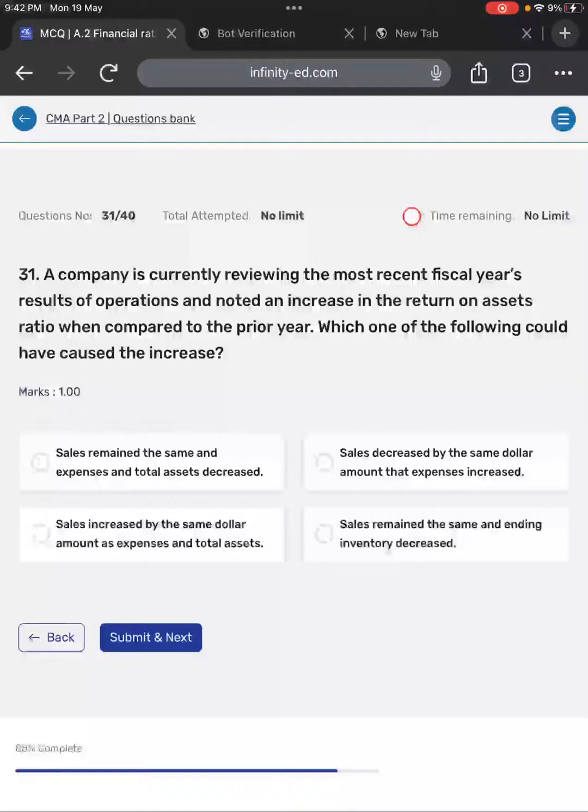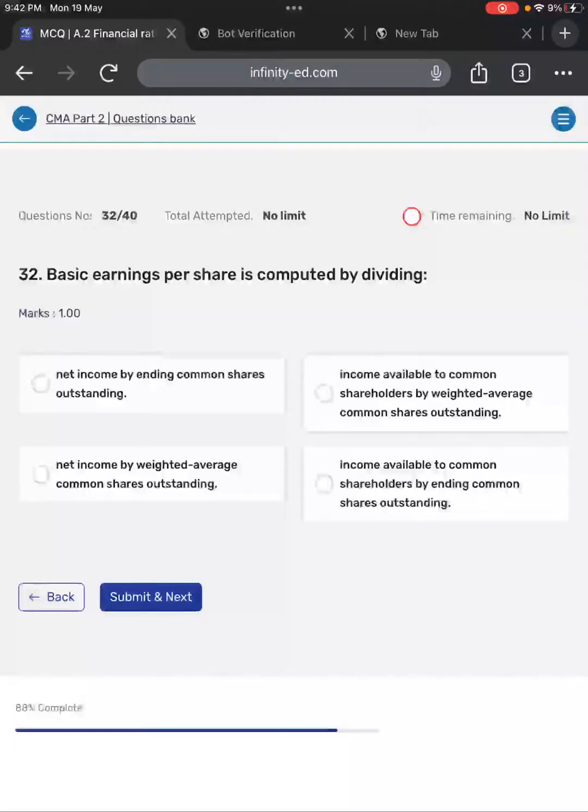Sales remain same and expenses and total asset decrease. Income increased or total asset decrease. Simple. Basic earning per share is computed by dividing net income by ending common share outstanding.